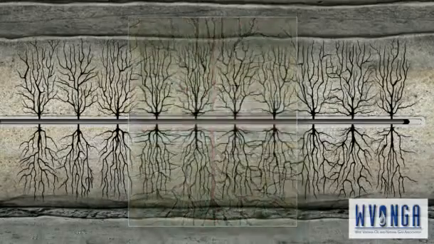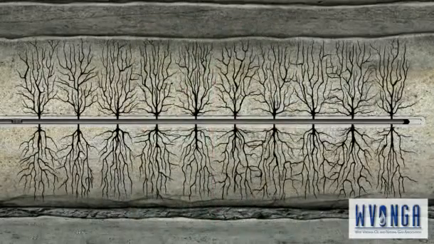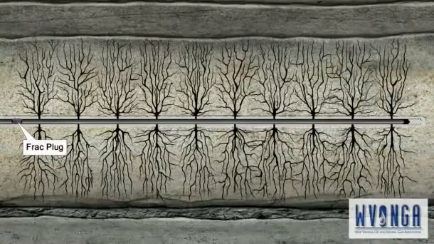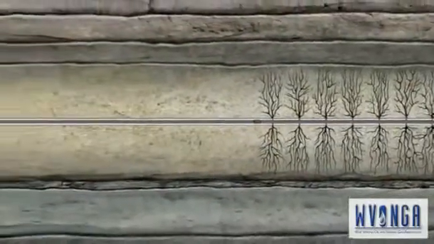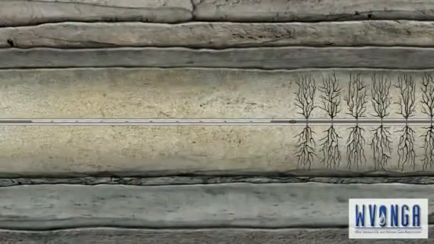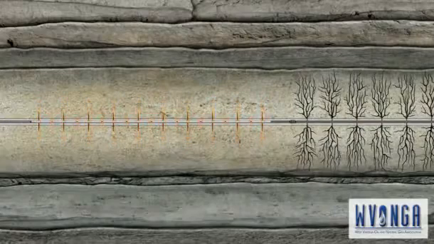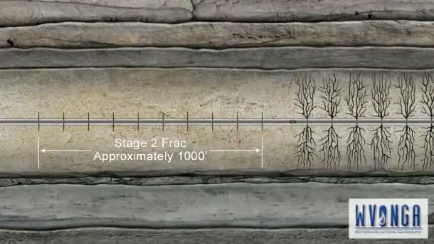Next, a temporary plug is placed at the heel, or left side, of the first stage frac. The plug closes off or isolates the perforated and fracked section of the wellbore so that the second stage section of the horizontal leg can be perforated and fracked.